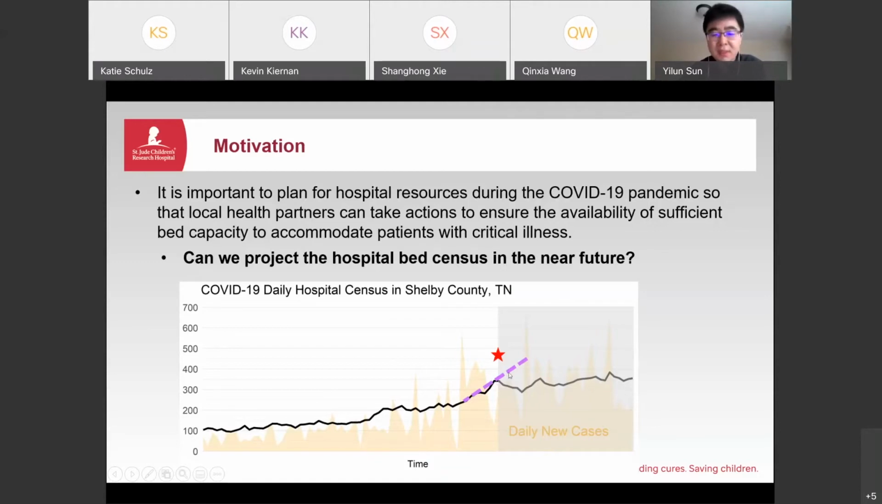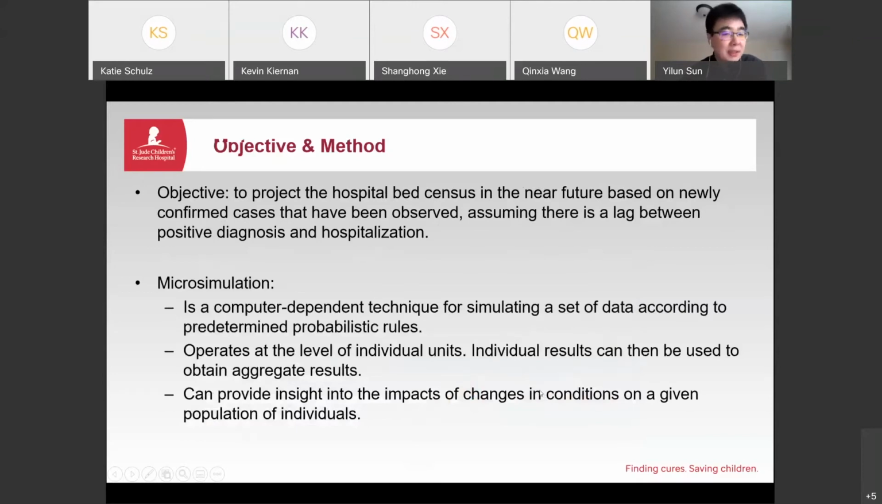Observations like this make us wonder whether there are other variables in the driver's seat for those trend changes. And we think the driver is the daily new cases. So our objective is to project the hospital bed census in the near future based on the newly confirmed cases that have been observed, assuming there is a lag between the positive diagnosis and hospitalization.